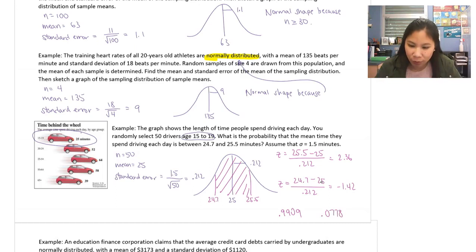0.0778. So remember, since this is an in-between area, we're just subtracting the bigger minus the smaller, and we end up with 0.9131. And that's the probability that the mean time they spend driving each day is going to be between 24.7 and 25.5. So this part right here, this is basically us finding the areas like normal. It's just this whole process, we just have to find that new standard error first. Otherwise, it's the same stuff that we've been doing.